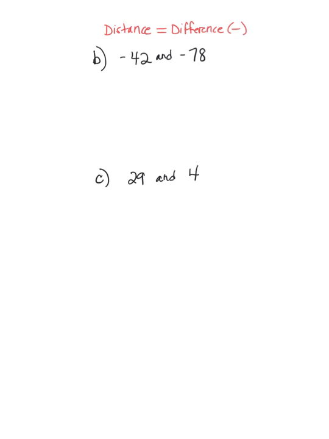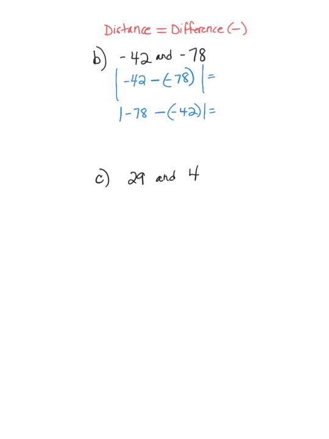So letter B, I'm finding the distance between negative 42 and negative 78, and I'm showing that with an absolute value expression. So I remember that distance is the same as difference, meaning I have to subtract the two integers. So when I write that out, what does it look like? It looks like negative 42 minus negative 78, and then I put that in my absolute value sign. Or it looks like negative 78 minus negative 42. Either way, I can have either one first.